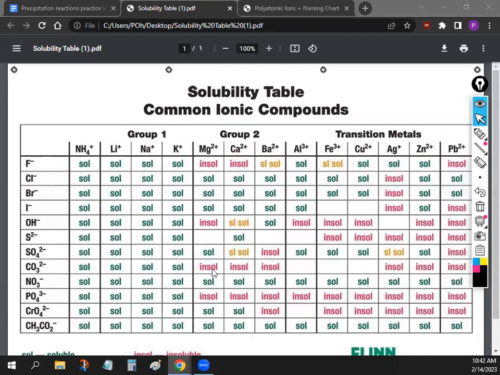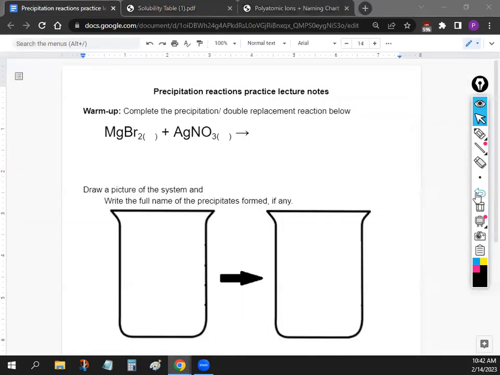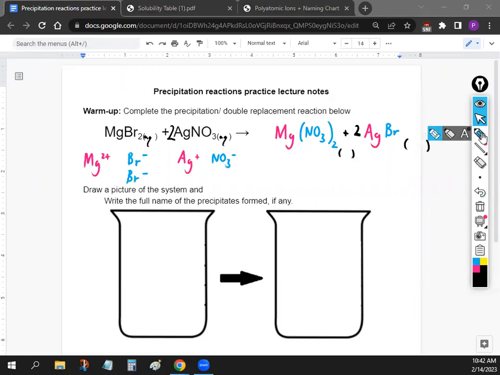Okay, so Mg and NO3, they line up right here, SOL. So that dissolves in water. So we're going to write AQ in the parentheses after Mg(NO3)2 too.